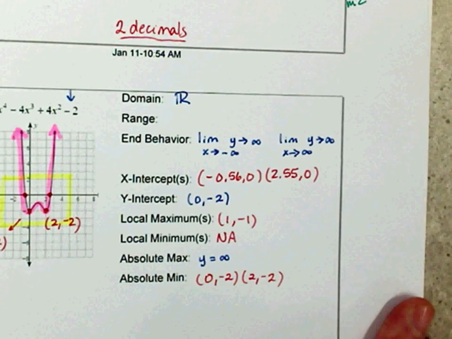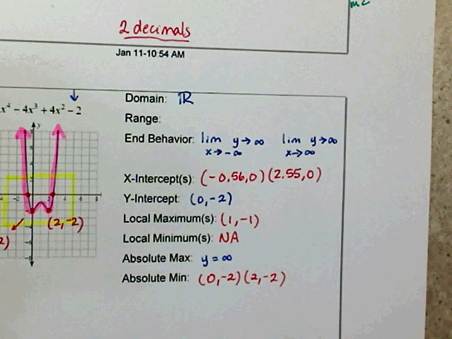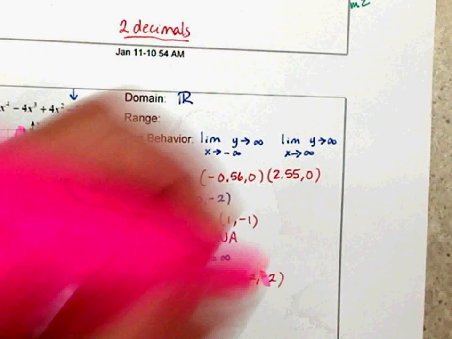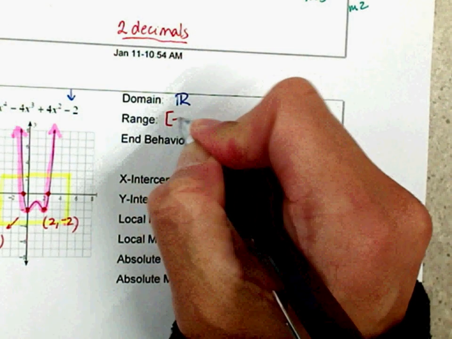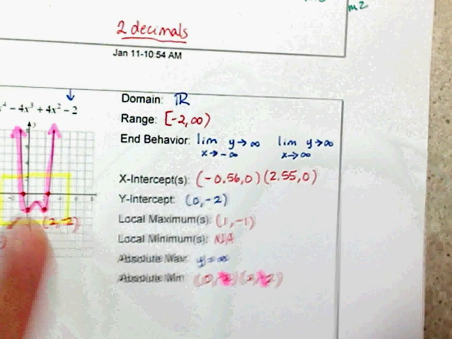So, now that I know that, I'm going to find my end behavior. The lowest y value is a negative 2. And negative 2 is part of it. Right here's your lowest y. Go all the way to positive infinity. And there you have number 2. Okay?